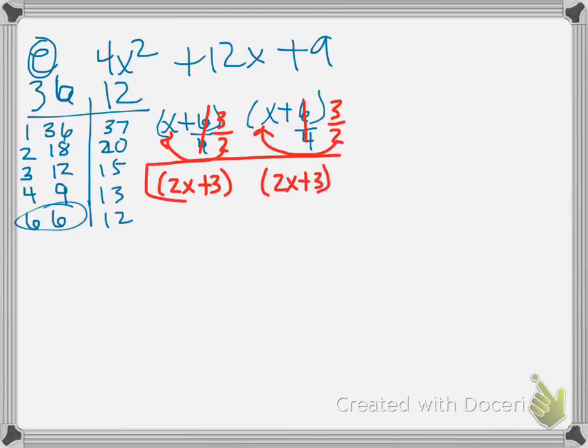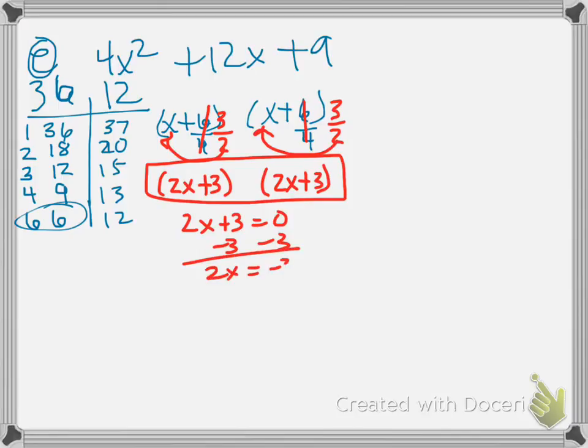When I set this equal to 0, do I need to do it twice? It's the same answer. So we put equals to 0, subtract 3, 2x equals a negative 3, divide by 2. So my solution would be negative 3 over 2.